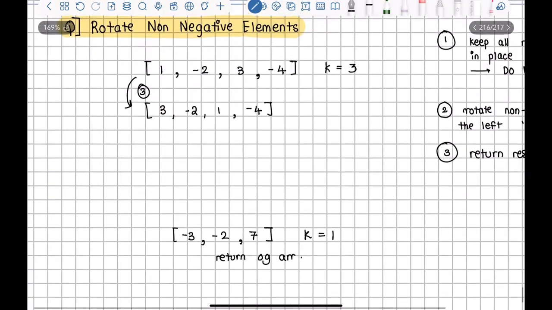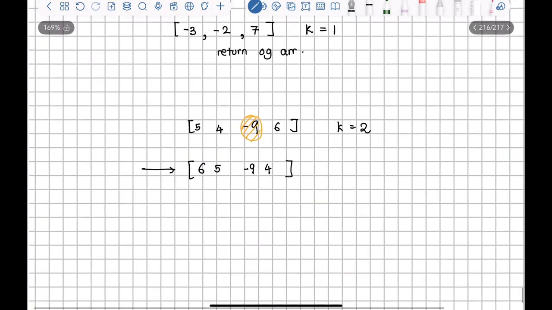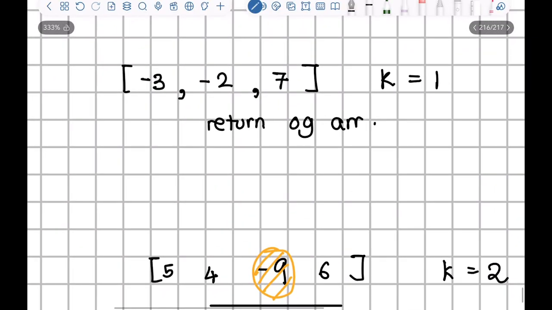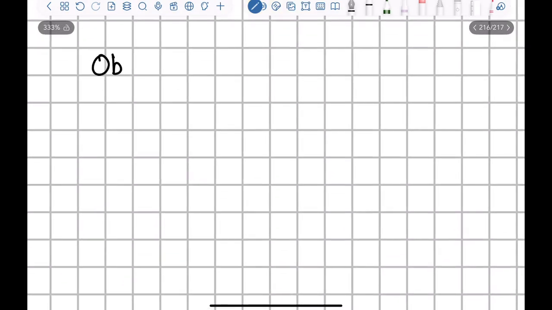So from these examples, what observation did we make? First observation was when the number of positive elements, observations.